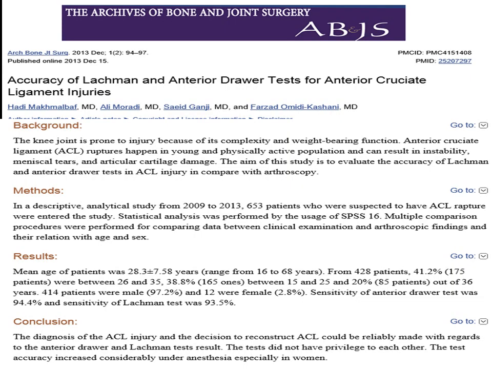This is another paper on accuracy of Lachman and anterior drawer test for anterior cruciate ligament injury, and they have concluded that the diagnosis of ACL injury and the decision to reconstruction of ACL could be reliably made with regards to the anterior drawer and Lachman test result. The tests did not have superiority to each other. The test accuracy increased considerably under anesthesia, especially in women.